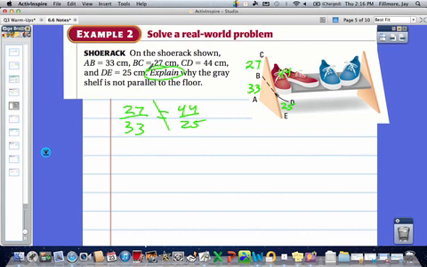Now you might ask yourself, well obviously we can look at it and see that it's not parallel to the floor. But that's not the explanation I want. The explanation I want is the mathematical explanation, some sort of evidence to prove it. Because we always need mathematical evidence for things that we're doing in geometry.